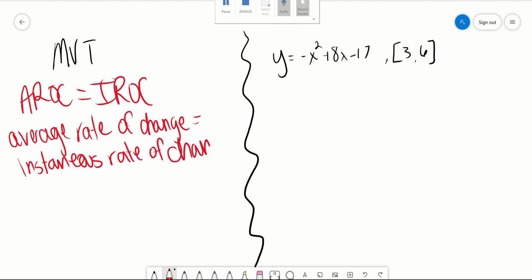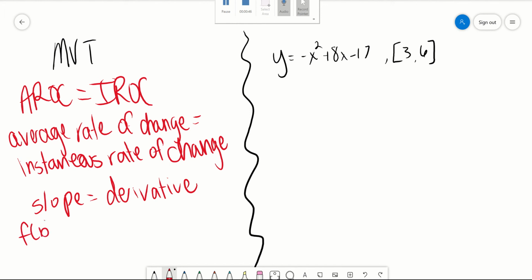So this average rate of change part of it is just a formula you've done since like 8th or 9th grade. Average rate of change is just slope. Instantaneous rate of change is the derivative, which means you would be doing f(b) minus f(a) over b minus a, and then set it equal to the derivative.